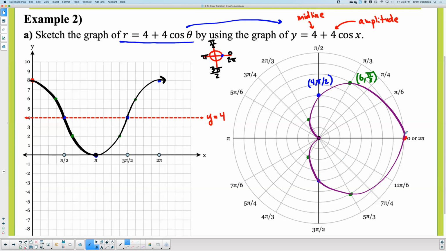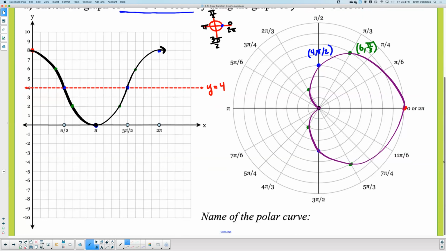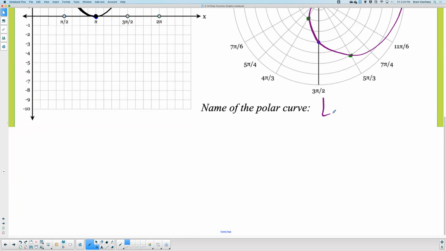And I heard someone whisper heart. You are correct. It comes from the Greek word, I think it's Greek, maybe it's Latin, for heart. So the name of the polar curve, the general name, is limacon for the equation. But more specifically, it is a cardioid. Cardioid, you've probably heard the word cardio before. You can look it up later, it has to do with the Greek or Latin word for heart.